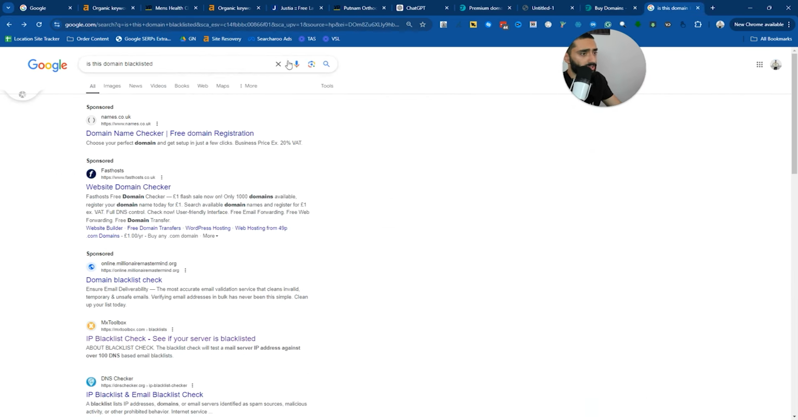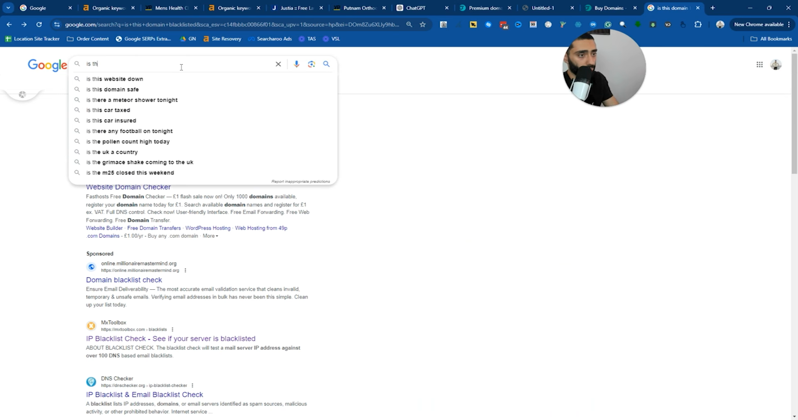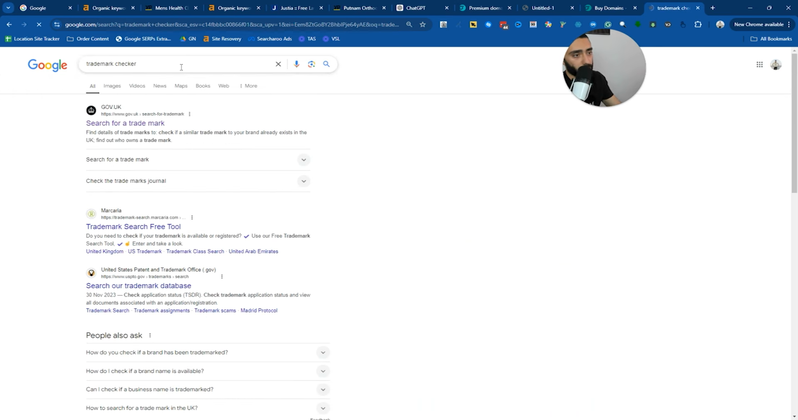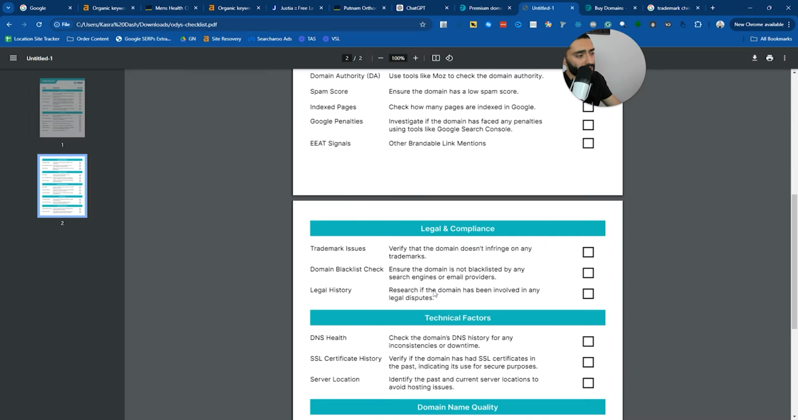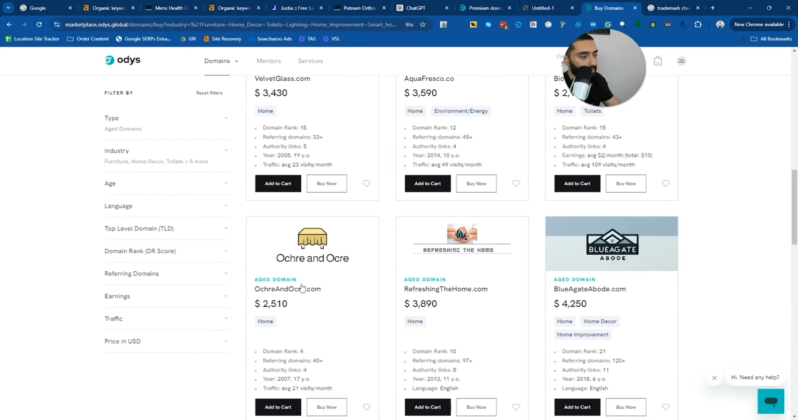For trademarks, you can actually search a trademark checker, and obviously there's a UK one, there's a US one. You can just plug in the actual domain and it will tell you. And legal history. Now again, the legal history side of stuff ODOIS takes care of, but what I like to do is check on Wayback Machine. Check to see if the actual domain has had any issues.